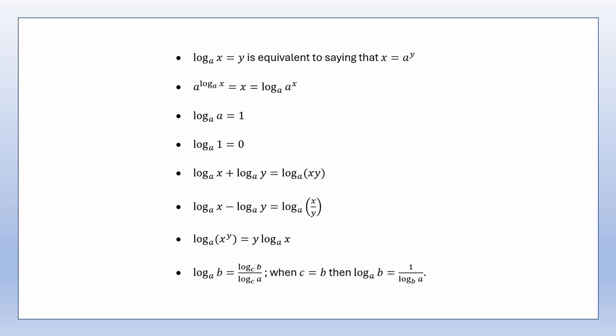This final rule is sometimes called the change of base rule, and a special case of the change of base rule is when c is chosen to be equal to b, which gives log to the base a of b equals 1 over log to the base b of a. In the rule that says log to the base a of x plus log to the base a of y equals log to the base a of x times y, notice that the base is the same for each of the logarithms involved. And similarly for the rule which says log to the base a of x minus log to the base a of y equals log to the base a of x divided by y.